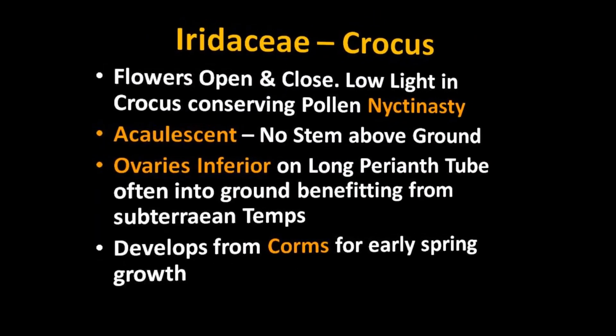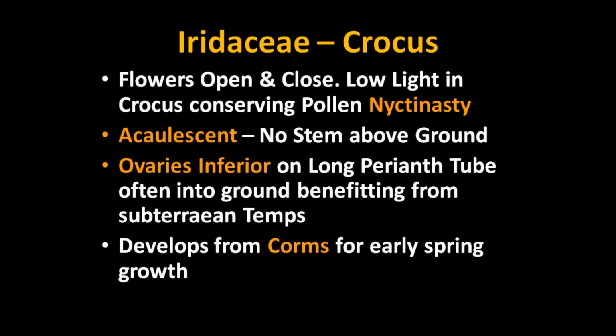In passing, it is worth noting the evolutionary adaptation, structure and function of crocus. The flowers open and close in response to light, conserving pollen, which is known as nyctinasty. The plants are acaulescent, that is to say they have no stems above ground, and the ovaries are very much inferior with a long perianth tube often extending into the ground, benefiting from subterranean temperatures. And of course the Iridaceae develop from corms, bulbs or rhizomes, meaning that the early spring growth can arise from stored food in the corm.